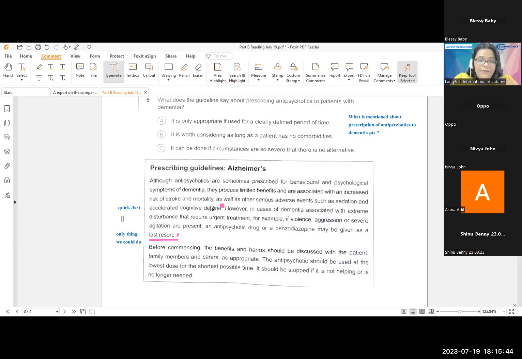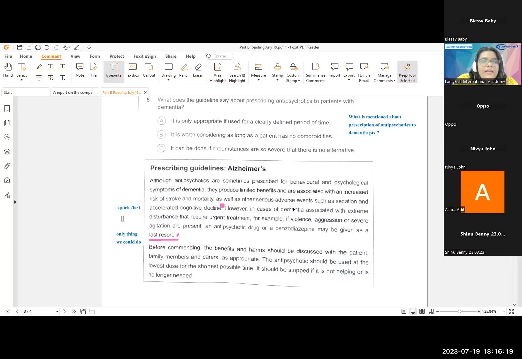So this sentence says that they have talked about how bad antipsychotics can be and what the negative effects are, and they say that even though that is the case, in scenarios where dementia is connected to extreme disturbance such as violence, aggression, or severe agitation, and those symptoms require urgent treatment, then you can treat the patient with an antipsychotic drug or benzodiazepine as a last resort. There is no other way to control these symptoms. In such a situation, you can give them these medications.